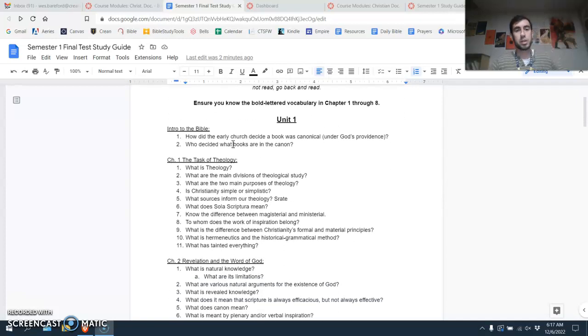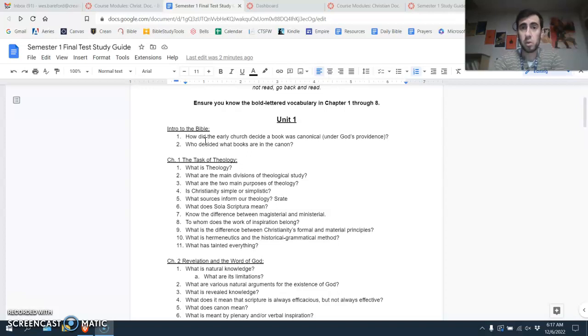Unit 1 will be this section of the video. It says Intro to the Bible, and this was our Bible canon PowerPoint. How did the early church decide a book was canonical under God's providence? They had 5 criteria. Basically, was the book written in Greek or Hebrew? Was it written by a person who was either closely associated with the apostles or by an apostle himself? Is there any conflict between what this book says and what the rest of Scripture says?